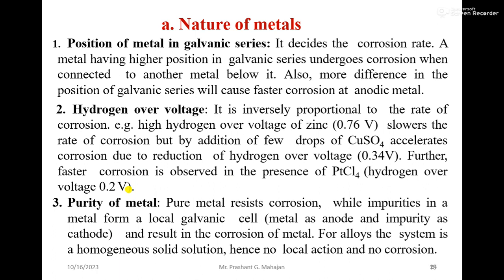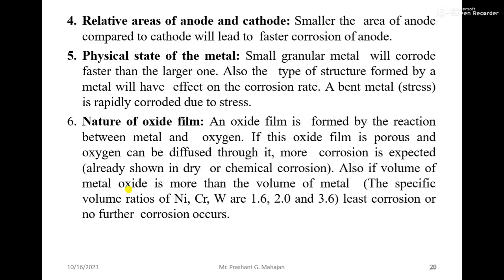Next, purity of the metal. Pure metal is resistant to corrosion, and if impurity is present, then a galvanic cell is formed. And again, in the galvanic cell, the anode depends on the galvanic series. Next is relative areas of anode and cathode. If the area of the cathode is more, then it will demand more electrons. That means there will be faster corrosion at the anode. So the smaller the area of anode compared to cathode, the faster the corrosion at the anode.